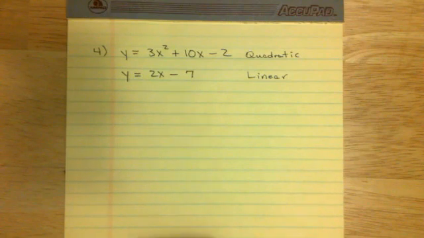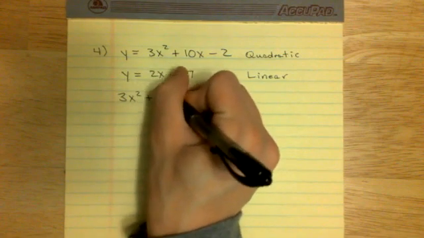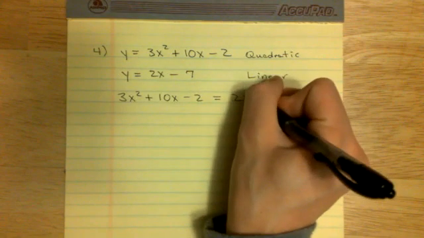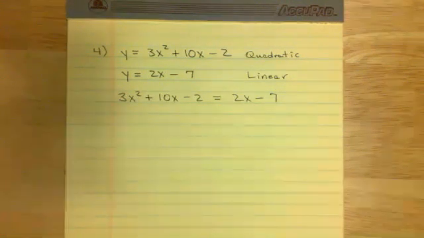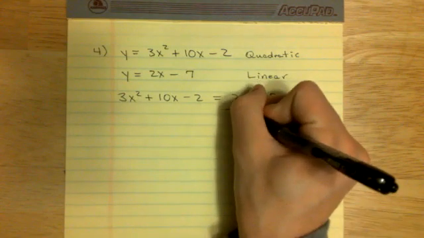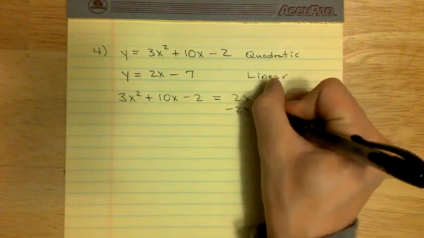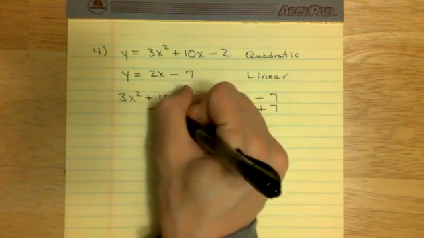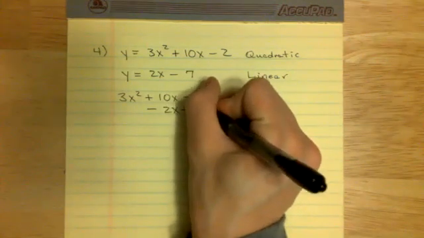So I'm going to take the quadratic part and put it on the left side. And I'm going to take the linear part and put it on the right side. So now I want to get rid of the 2x. I'm going to subtract it from both sides. And I also want to get rid of the minus 7, so I'm going to add that to both sides. So the minus 2x is going to go under the 10x, and the plus 7 is going to go over the negative 2.